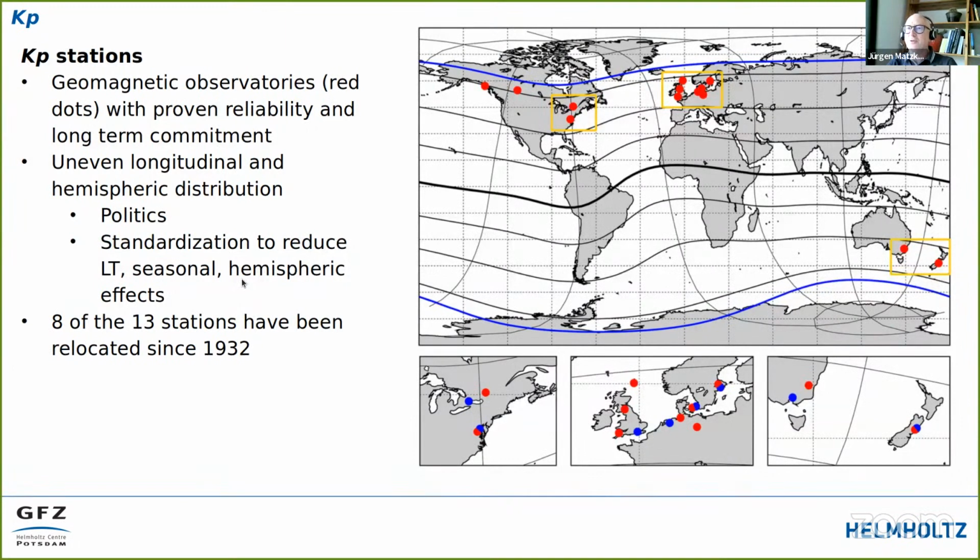Having said that, these observatories should be very reliable. Nevertheless, 8 of the 13 stations have been relocated since 1932, and they are shown as the old observatory locations in blue and the new ones in red in the bottom plots here. So the majority of stations has changed slightly in position during the history of Kp.